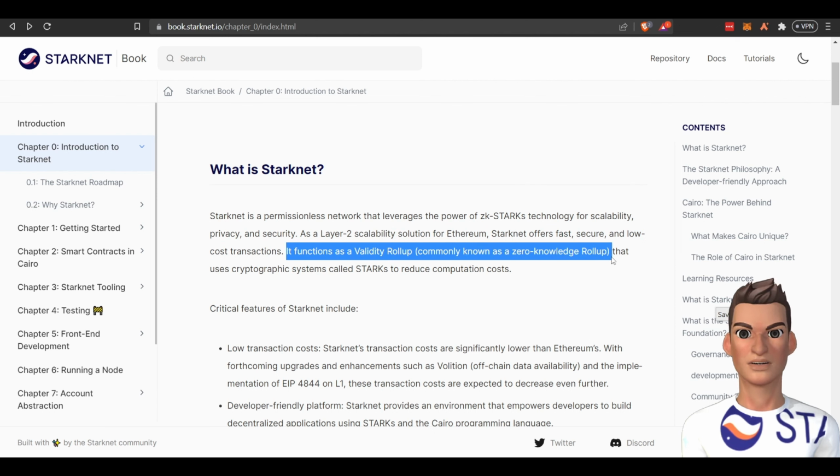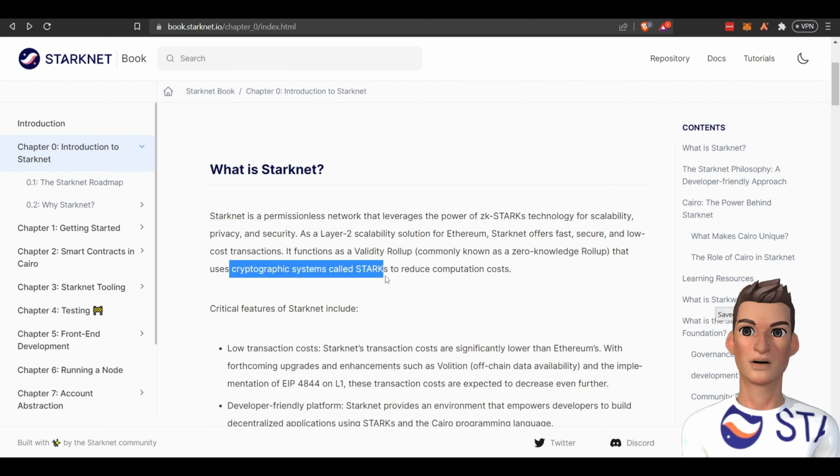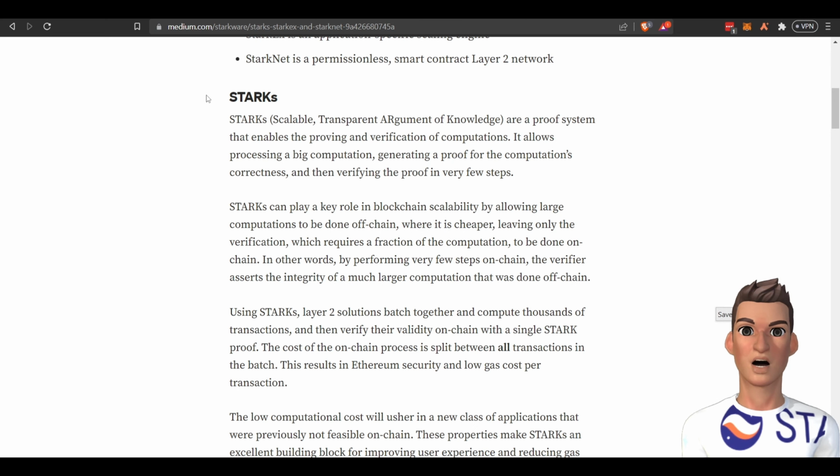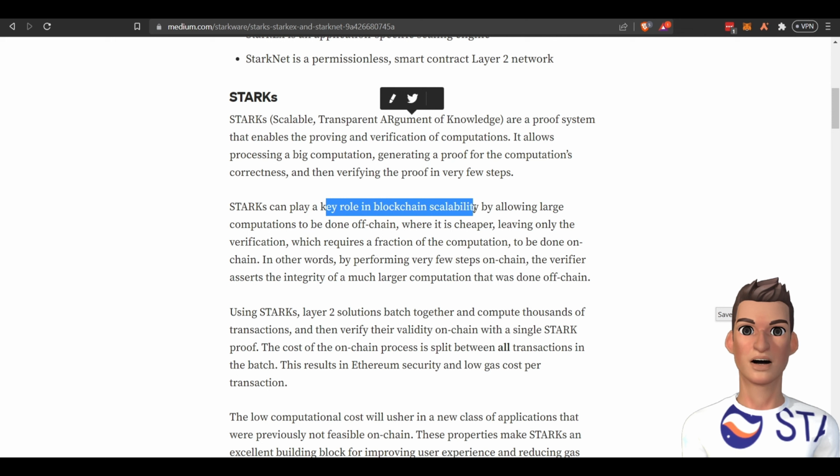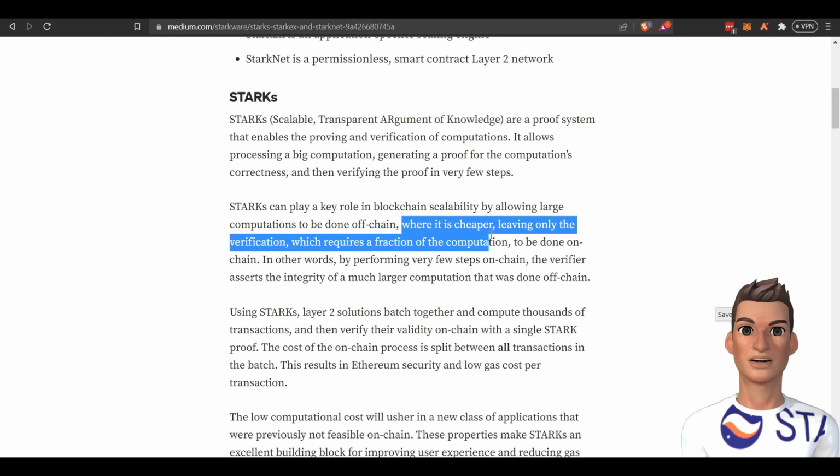If you see my previous video on ZK Sync Era, we touched on this a little bit. It uses this cryptographic system called Starks to reduce the computation costs. And if you want to learn a little bit more about Starks, you can come over here. Basically, it's a proof system that enables the proving and verification of these computations. So it plays a key role in blockchain scalability by allowing large computations to be done off-chain, where it's cheaper, leaving only the verification, which requires a fraction of the computation, to be done on Ethereum.